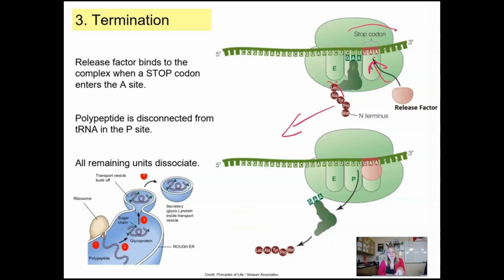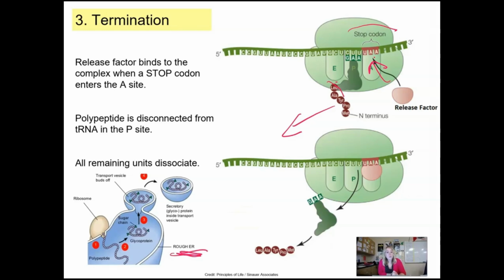And then all of the components are going to dissociate. So now I want to remind you that ribosomes are sitting on the outside of ER. We call that rough endoplasmic reticulum. And they are typically feeding that growing polypeptide chain into the cavity of the ER.